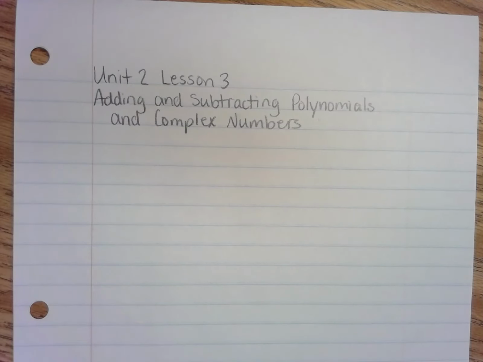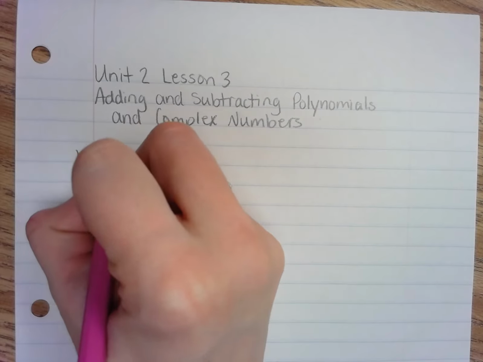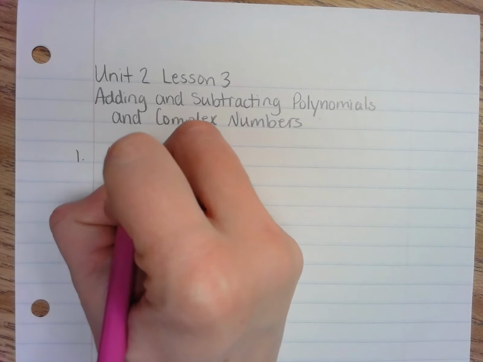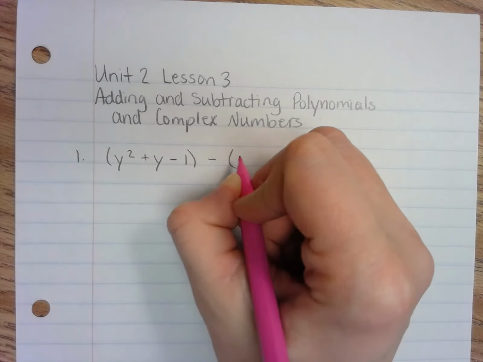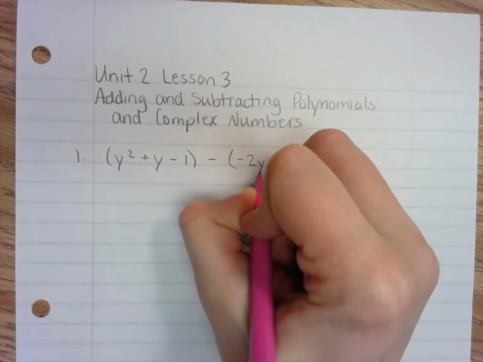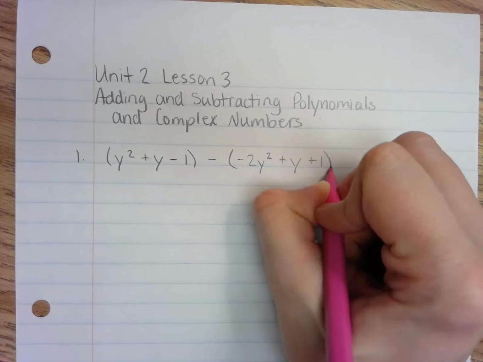In this lesson, you will learn how to add and subtract polynomials and complex numbers. We're first going to start with subtracting. So we have y squared plus y minus 1. We're going to subtract negative 2y squared plus y plus 1.